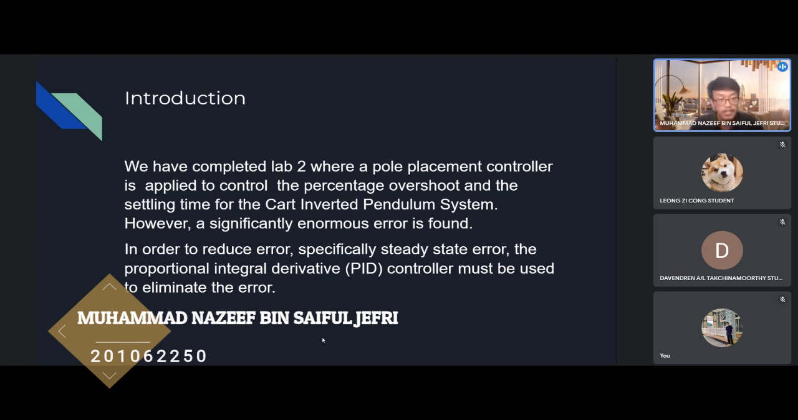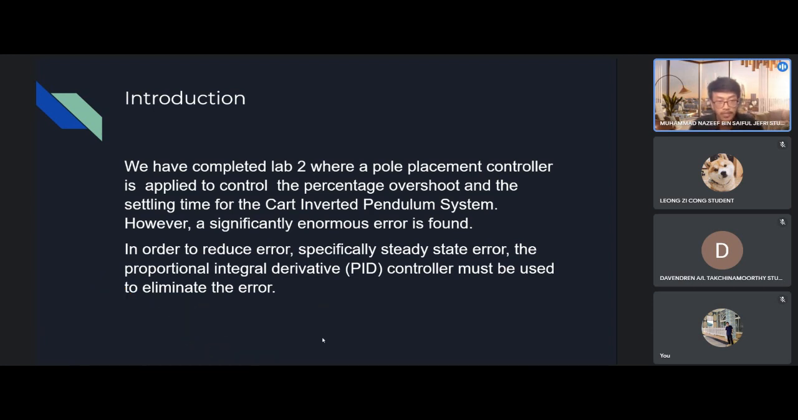For the introduction, we have completed Lab 2, where a pole placement controller is applied to control the percentage overshoot and the settling time for the cart inverted pendulum system. However, a significant steady state error is found. In order to reduce the error, especially the steady state error, the proportional integral derivative (PID) controller must be used to eliminate the error.